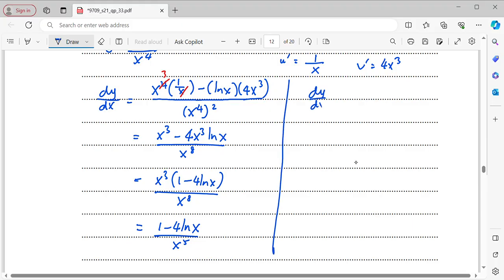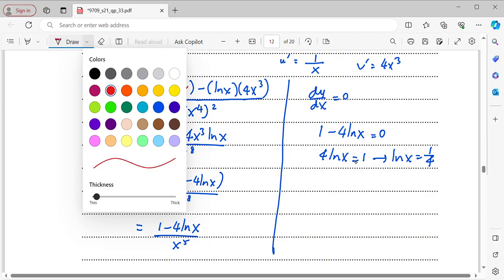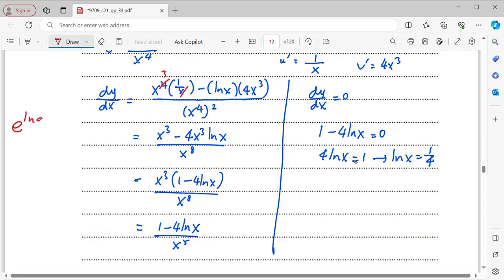So dy/dx equals 0 to get the stationary point means that 1 minus 4 ln x equals 0. Therefore, 4 ln x is 1. Hence, ln x is 1 over 4. Now, to get the x, we have a formula here. e to the power ln a is a. Therefore, you have to take e both sides. That means now I will be getting e to the power ln x equals e to the power of 1 over 4. So, e to the power ln x is x. Therefore, I'm getting my x coordinate.